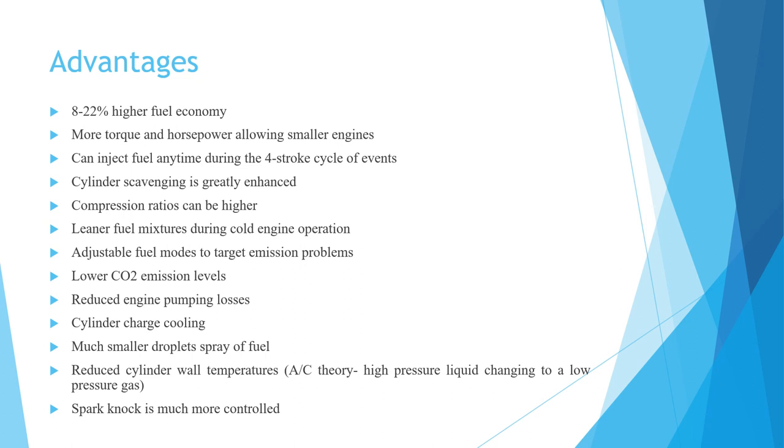Now coming to the advantages of this GDI system, it gives 8 to 22% higher fuel economy, more torque and horsepower, allowing for smaller engines. It can inject fuel anytime during the four-stroke cycle of events. Cylinder scavenging is greatly enhanced. Compression ratio can be higher. Linear fuel mixture is greatly enhanced here.